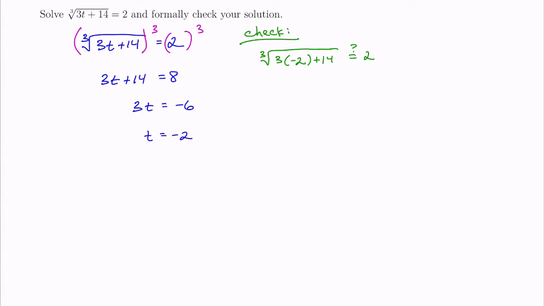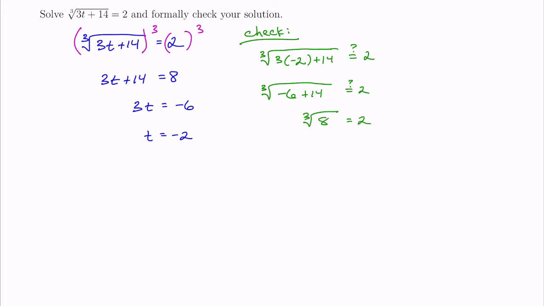Well, order of operations, we need to perform the multiplication underneath the radical first. 3 times negative 2 is negative 6. So we have the third root of the quantity negative 6 plus 14, asking does that actually equal 2? Continuing with underneath the radical, negative 6 plus 14 is 8. So we're now checking, is the third root of 8 equal to 2?